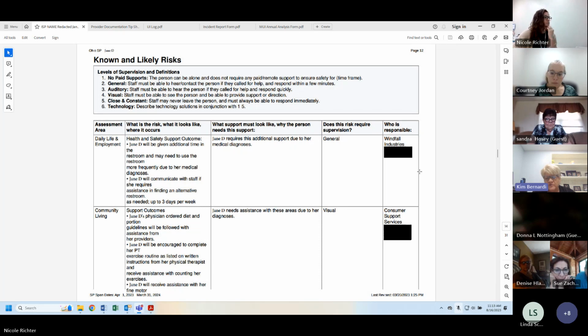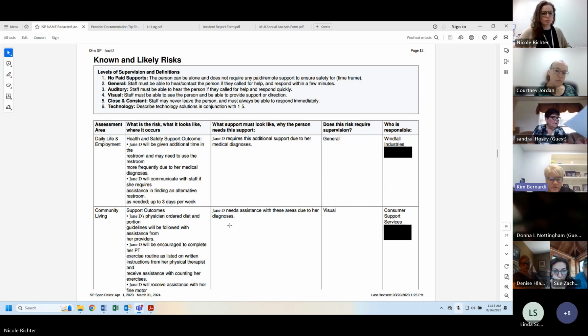For instance, if you go to community living for consumer support services, J&D's physician ordered diet and portion guidelines will be followed with assistance from a provider, encouraged to complete physical activities. So the guidelines need to be put on your documentation sheet, which I'm going to show you a sample of. It should say follow diet orders and guidelines daily, as needed, or 3 times a week, if that's how many times you work with the individual, but you have to do your frequency and duration. So this is where you're going to find those support outcomes again that need to go onto your documentation sheet.